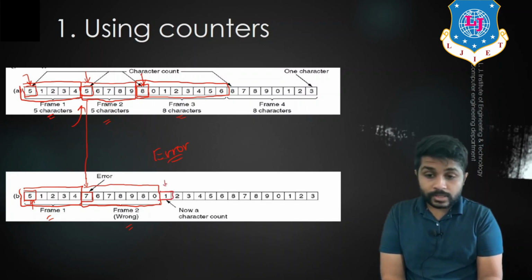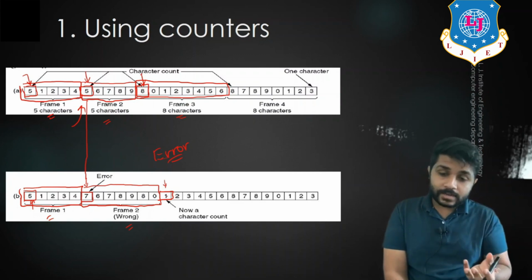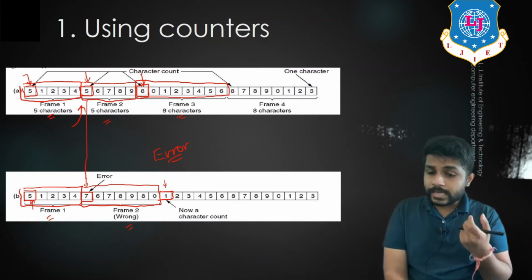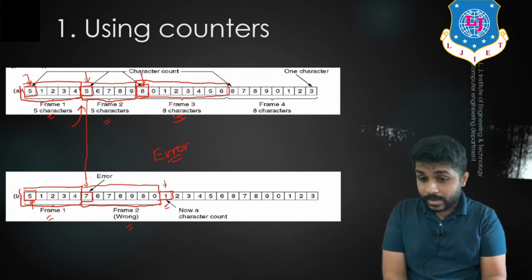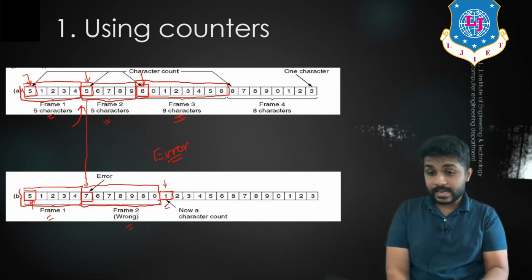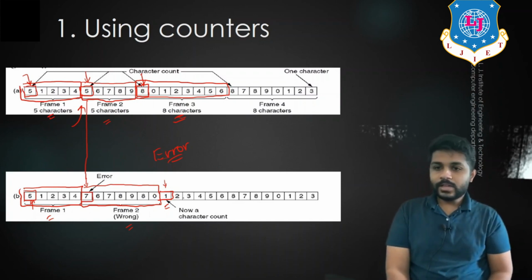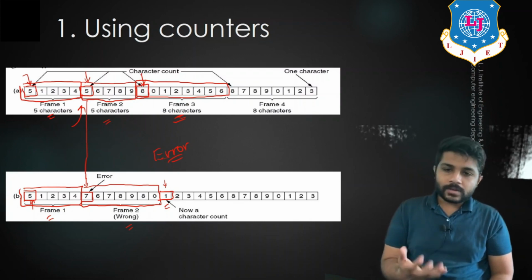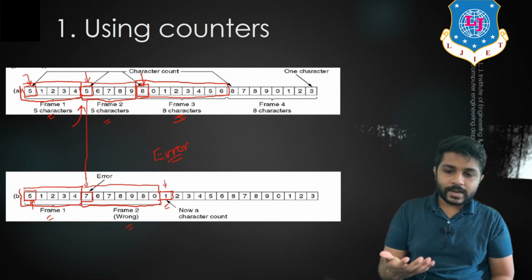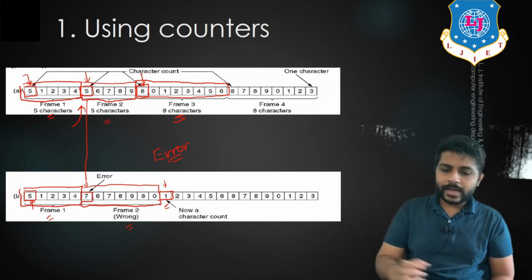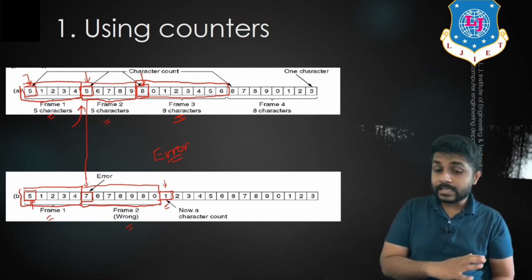So the receiver is going to see that in the next character the size of the frame is only one character. So it will consider the next frame as a one character frame. But actually the next frame, frame 3, has 8 characters. Okay, so using the counter method is very easy, but if noise is added it gets very complicated and the whole stream of bits gets corrupted.